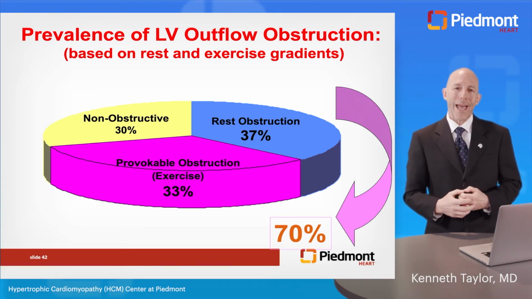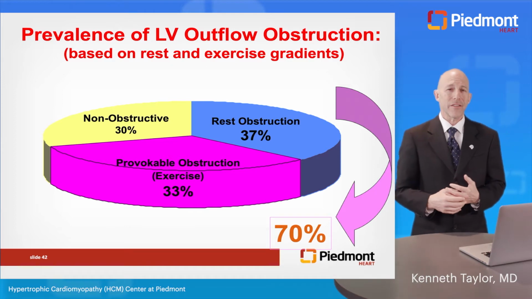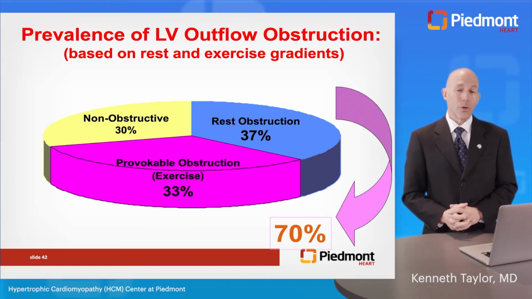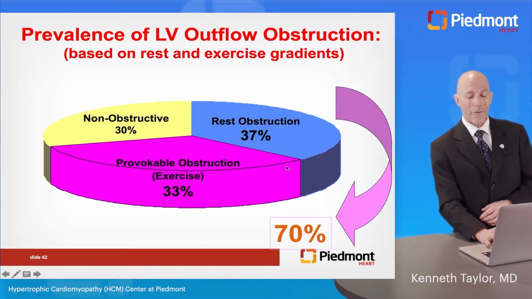If you look at patients with the obstructive form, or possibly obstructive form, of hypertrophic cardiomyopathy, there's a classic teaching of a third, a third, a third. A third will be non-obstructive, a third will have obstruction at rest, and a third will have no obstruction at rest, but with provocation, specifically with exercise, they'll develop obstruction. So two-thirds of patients will have obstruction either at rest or with exercise.